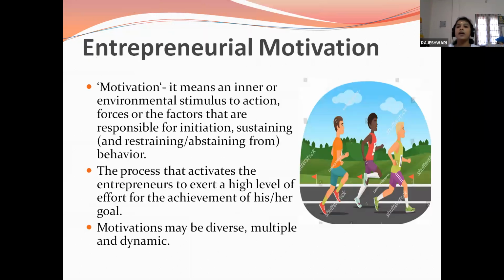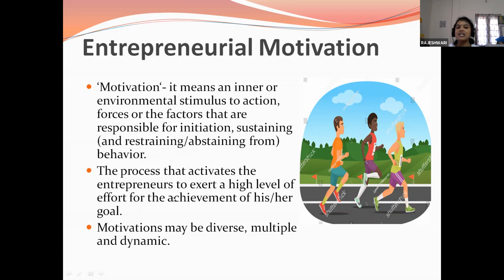Then entrepreneurial motivation. Motivation, as we all know, means some stimulus or external force to an action. An external force to create, initiate, or sustain behavior is motivation. So it is an inner or environmental stimulus to one action. That is motivation. Then what is meant by entrepreneurial motivation?